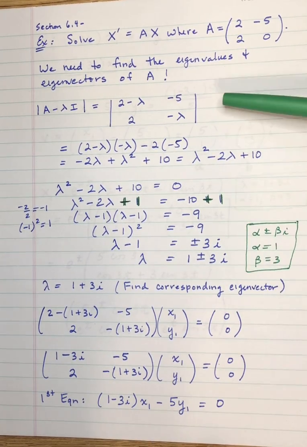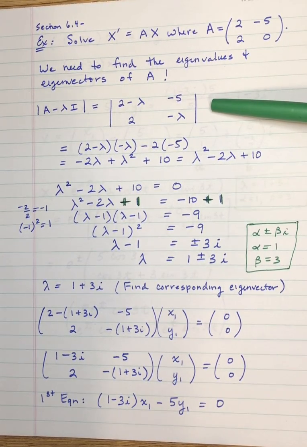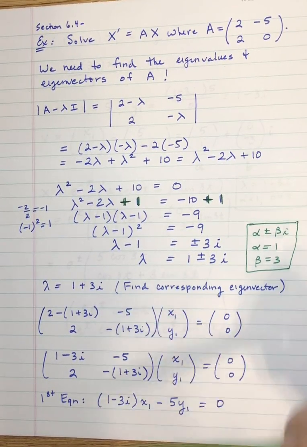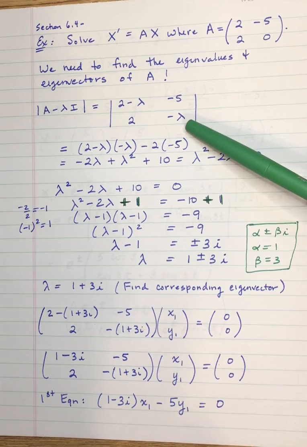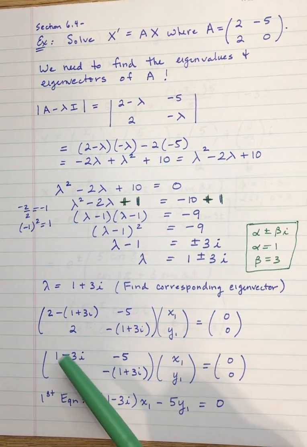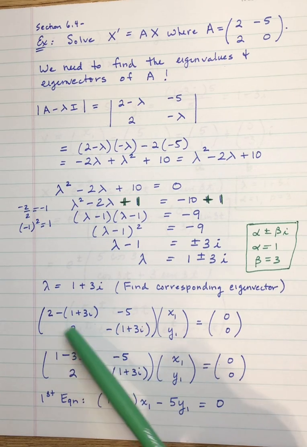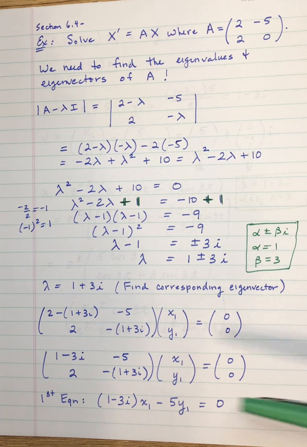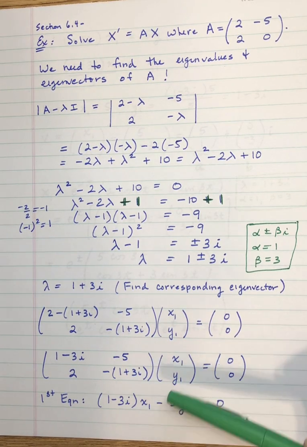So again, we're replacing lambda here with 1 plus 3i. So we get 2 minus the quantity 1 plus 3i. Here we get minus the quantity 1 plus 3i. Simplifying the first row here, 2 minus 1 gives us 1, and minus 3i. Be very careful with that negative sign. This stays negative 5. I didn't even do anything on the second row here.